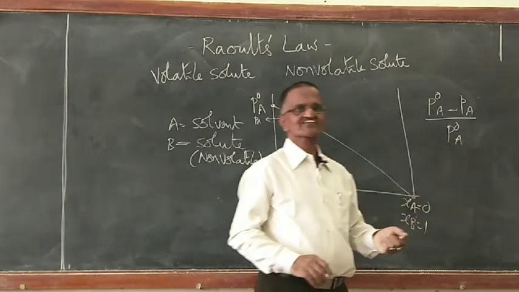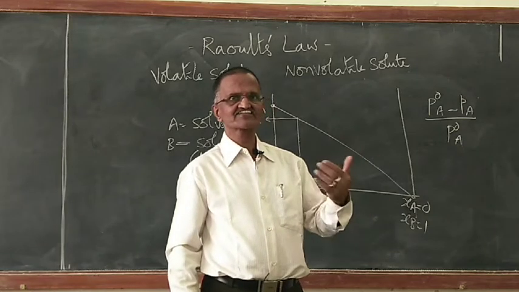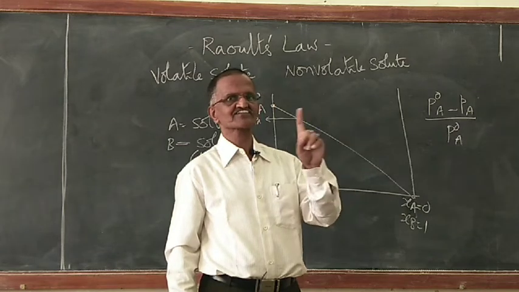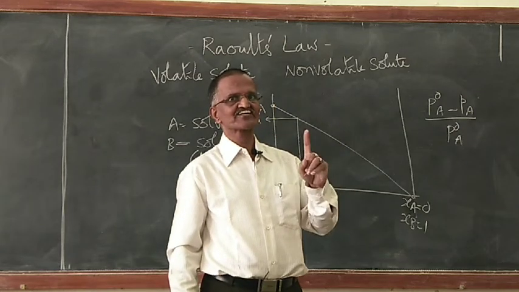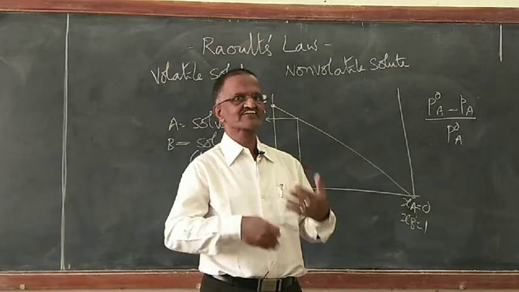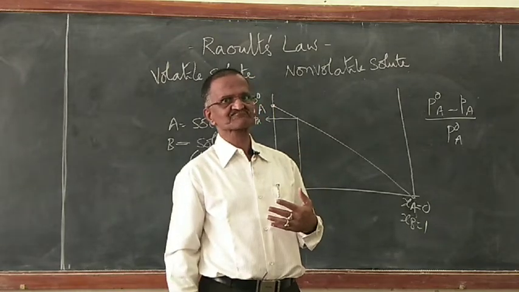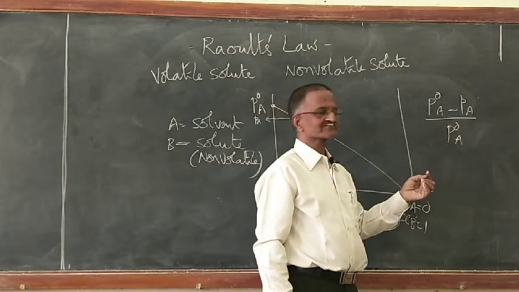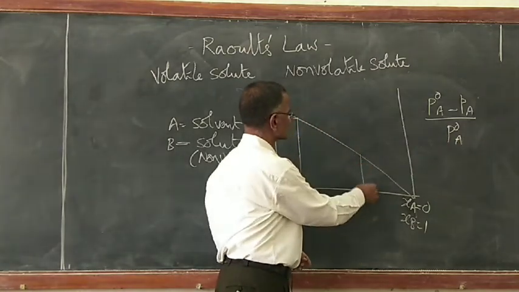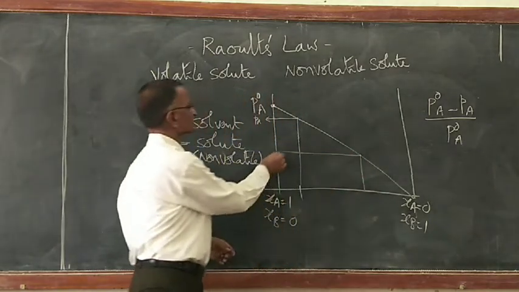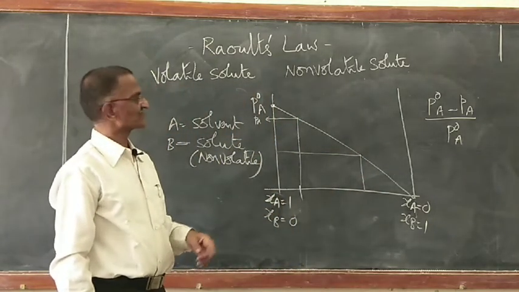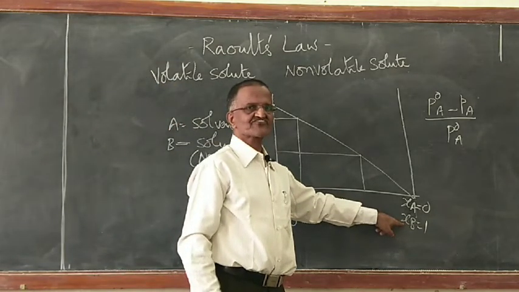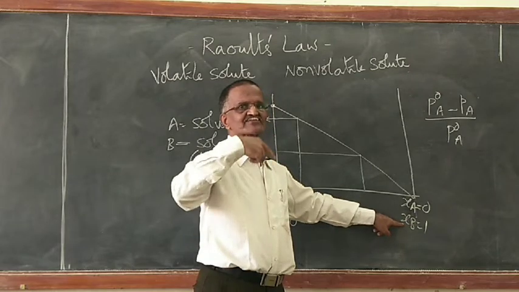Dividing by P naught A will give me what is known as the relative decrease in the vapor pressure. The decrease in the vapor pressure, P naught A minus Pa, if I divide by P naught A, gives the relative decrease in the vapor pressure. This relative decrease is depending on the mole fraction. So, how much is going to be the relative decrease?